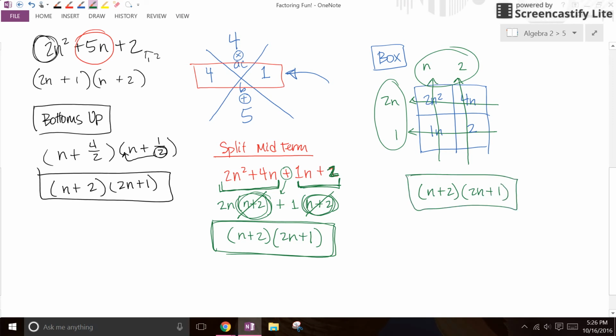And notice we got the same answer every time, which makes sense because we were doing the same problem every time. And there's 3 different methods: bottoms up, split the middle term, and the box method. Pick your favorite, get good at it, and make sure you can factor.